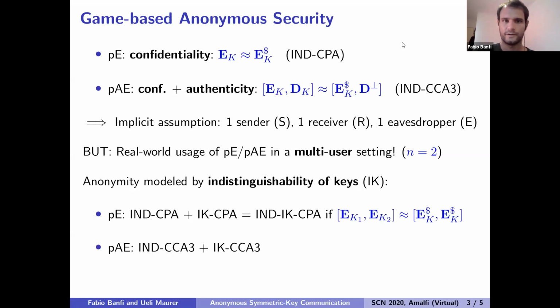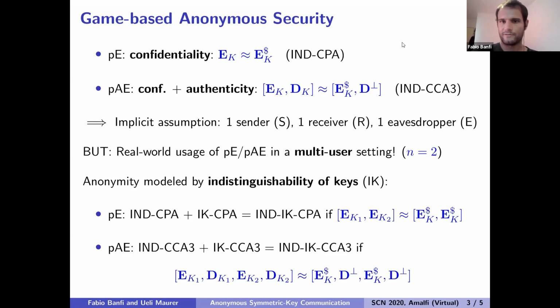For authenticated encryption, similarly, we have a new distinction problem, where on the one hand we have normal encryption and decryption for two independent keys. On the other hand, we have fake encryption and decryption, and crucially for the same key.